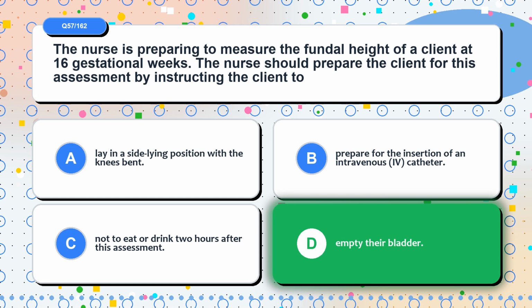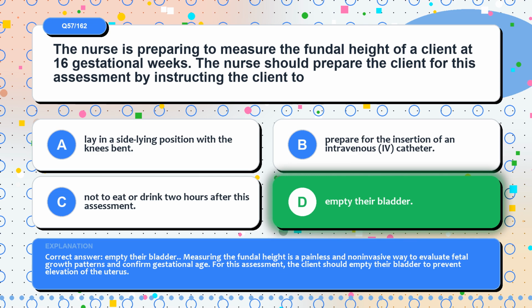The correct answer is option D, empty their bladder. Measuring the fundal height is a painless and non-invasive way to evaluate fetal growth patterns and confirm gestational age. For this assessment, the client should empty their bladder to prevent elevation of the uterus.